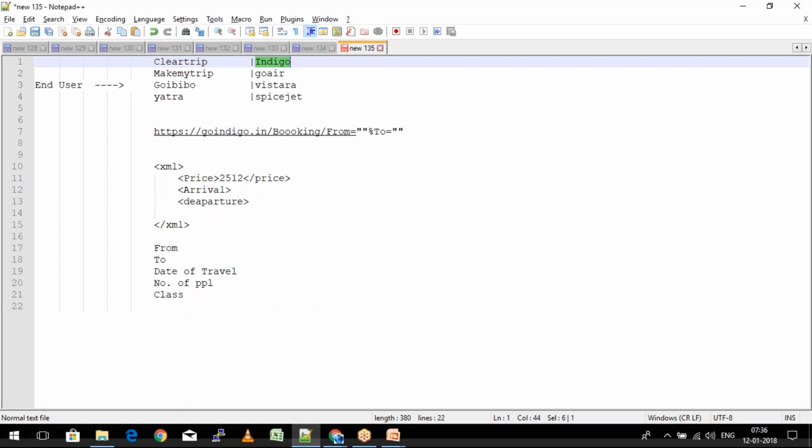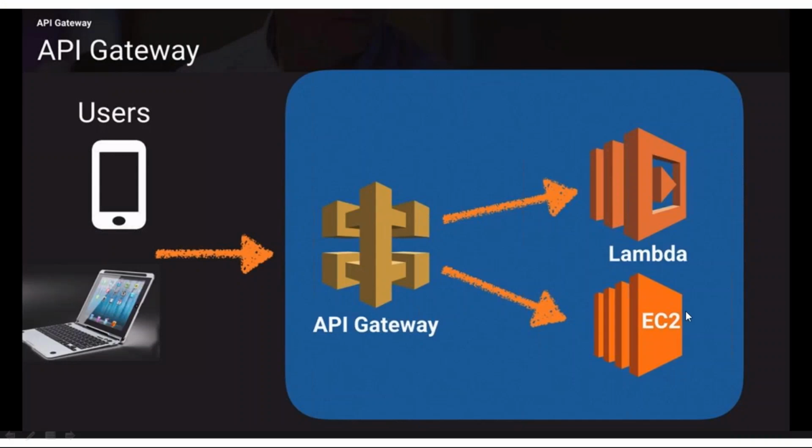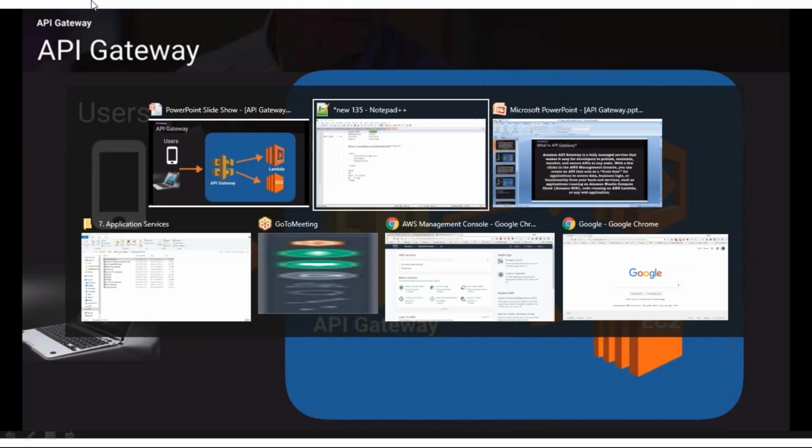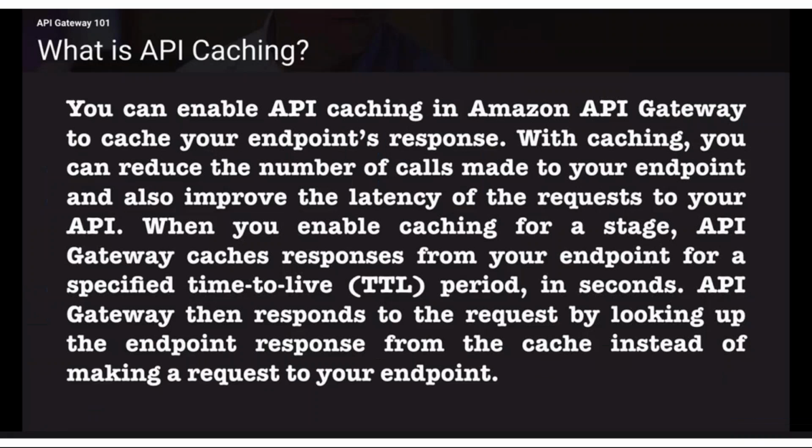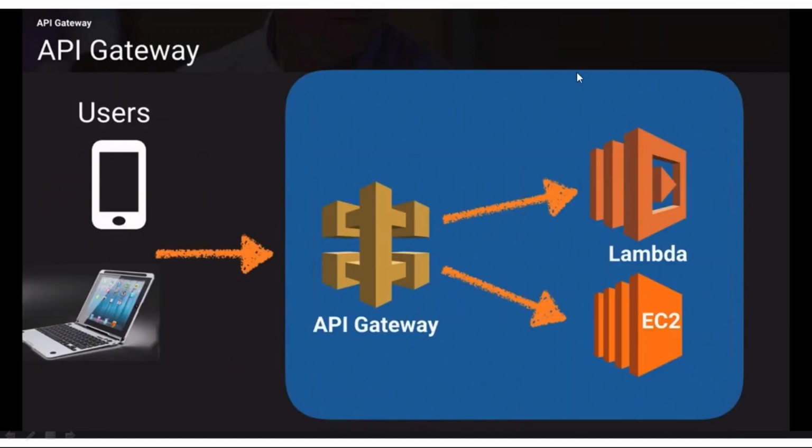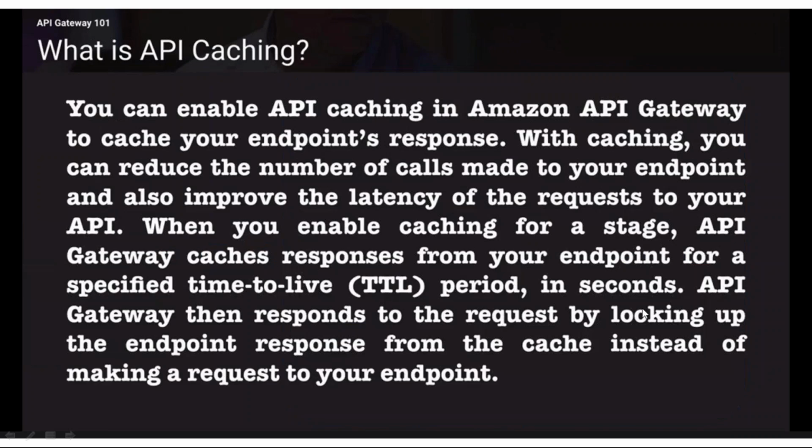So from Mumbai to Hyderabad for so and so date, for so and so number of passengers, it has already been hit. So it doesn't have to go back to the main server to retrieve the results and give them back to me. So with the help of API caching, basically we can reduce the number of calls that are going to be made to my endpoint, right? In this case, the endpoint is Lambda or the EC2, and we can also improve the latency of the request to your API.